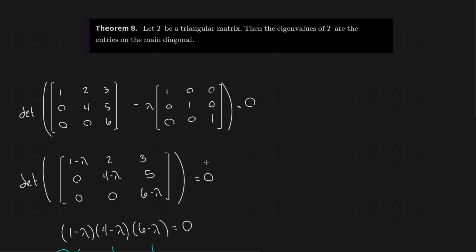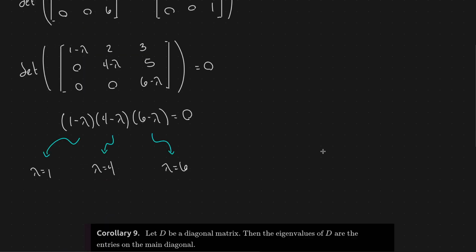All right? So this is just an example, but it's illustrative of why this is true generally. If you have a triangular matrix, your eigenvalues are just the values along the main diagonal. And because it's true for triangular matrices, it's clearly true for diagonal matrices. If D is a diagonal matrix, then the eigenvalues of D are the entries along the main diagonal also. And the reason, of course, is that a diagonal matrix is just a special kind of triangular matrix, right? It's a matrix that's both upper triangular and also lower triangular.